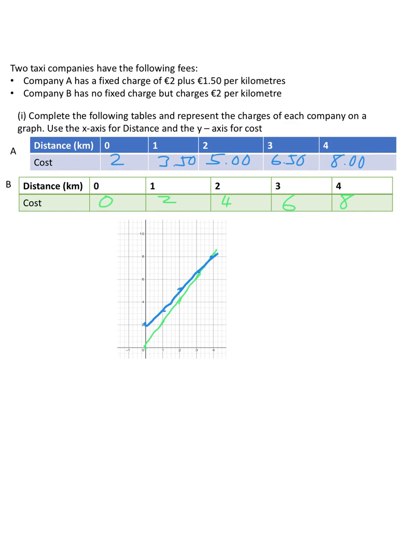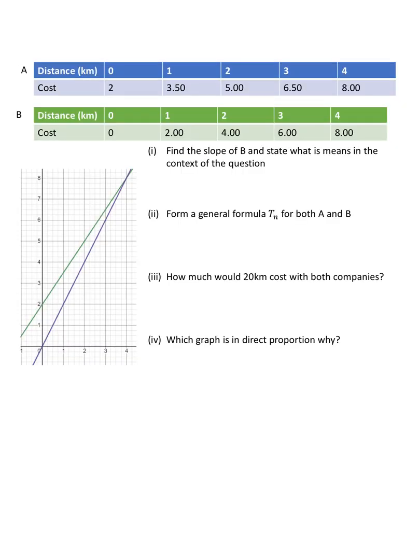Okay, so let's see the questions now that are going to come with this. Okay, so part 1 there, we need to find the slope of B and state what it means in the context of the question. So I'll just label here. So the purple one there, that is A. And then you can see the green one then is B. So it's the slope of B is what we're trying to find.